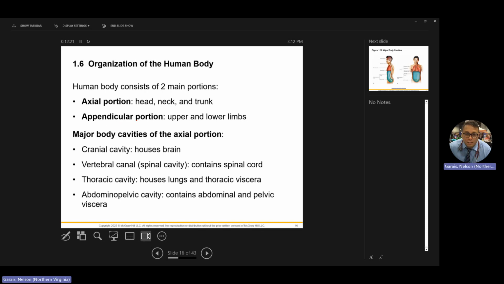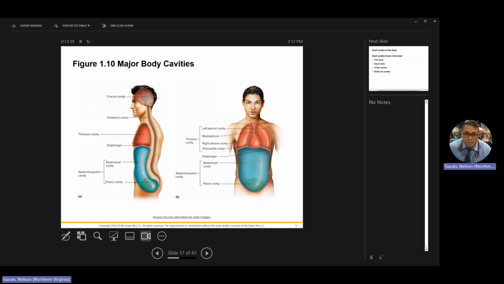Know axial versus appendicular, and it's a little bit more important when we start talking about the skeletal systems. Your head, neck, and trunk are axial portions of your body, and your upper and lower limbs are appendicular portions. Know the next slide as well.